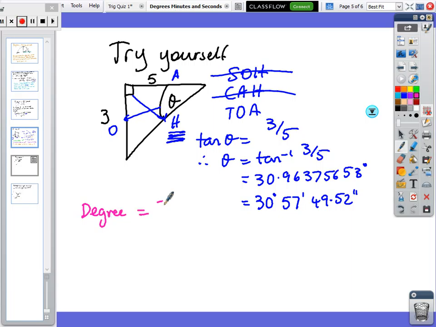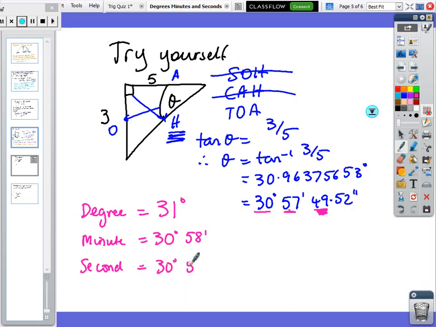And so, to the nearest degree, the answer is 31 degrees, because 57 is over halfway, halfway is 30, so it becomes 31. To the nearest minute, it's 30 degrees, and 57 is not the right answer because 49 is over halfway, so it becomes 58. And to the nearest second, which you don't have to do very often, 30 degrees, 57 minutes, and the answer is not 49 seconds because 0.5 is over the halfway, so it becomes 50 seconds.